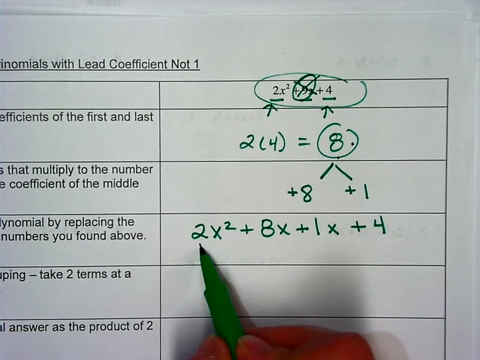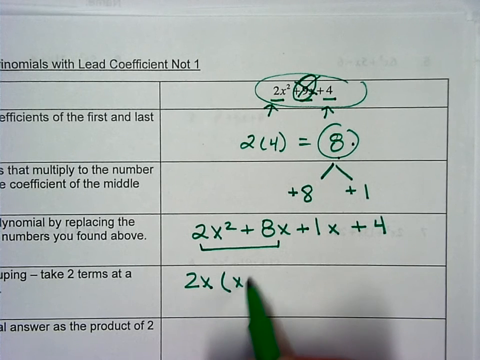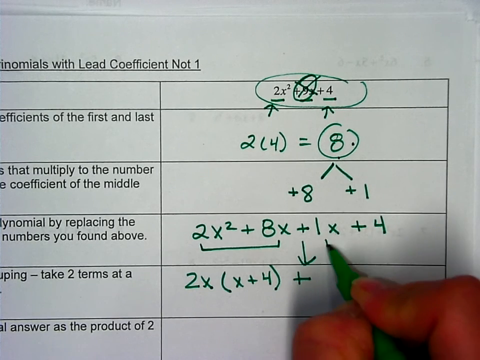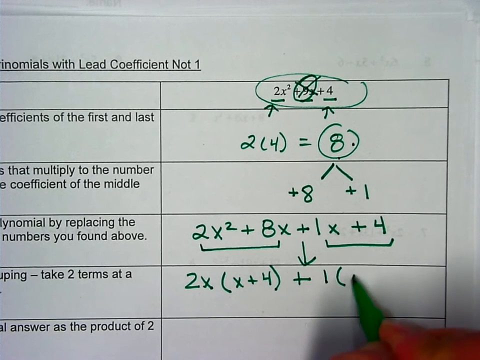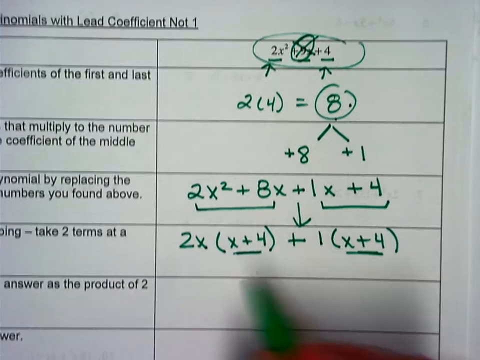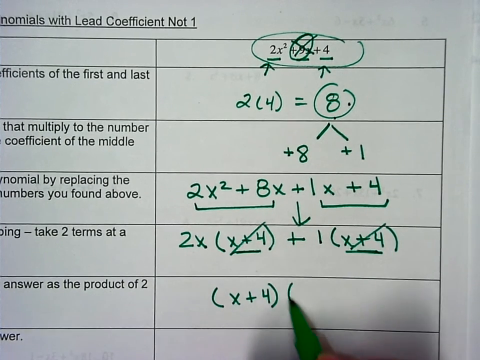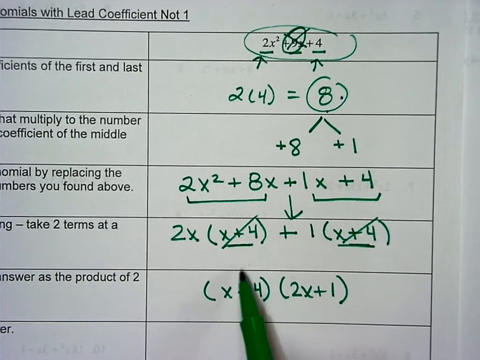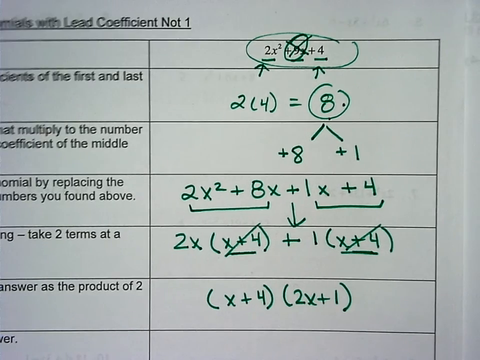So let's take 2 at a time. I'm going to pull out 2x. I'm left with an x plus 4. Bring down the sign. Look at the next two. I don't see any GCF, so I'm just going to write a 1. I'm left with an x plus 4. Notice these two are the same. So your next step is to write it as 2 parentheses. This comes out. The 2x plus 1 is left over. The last step, if you want to, you can multiply it out and you should get back to the same problem. Okay, let's try a couple more.